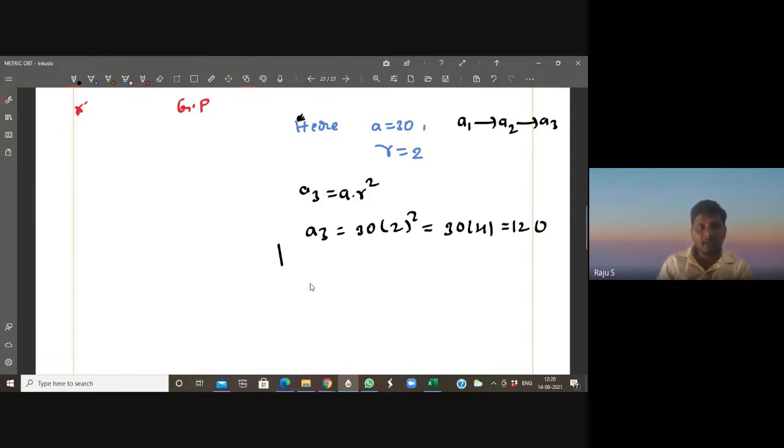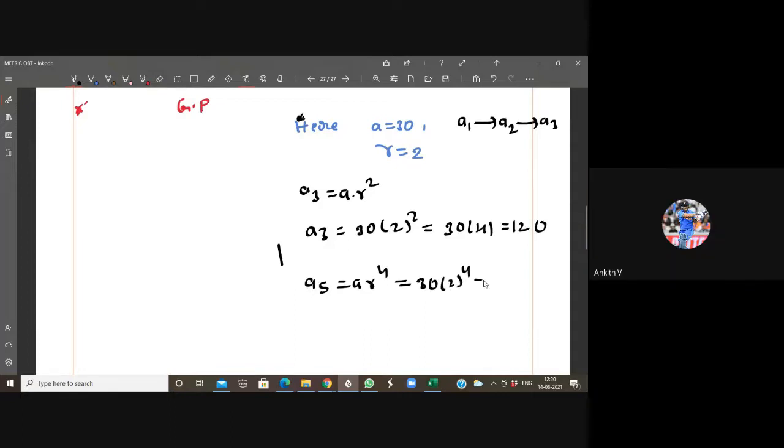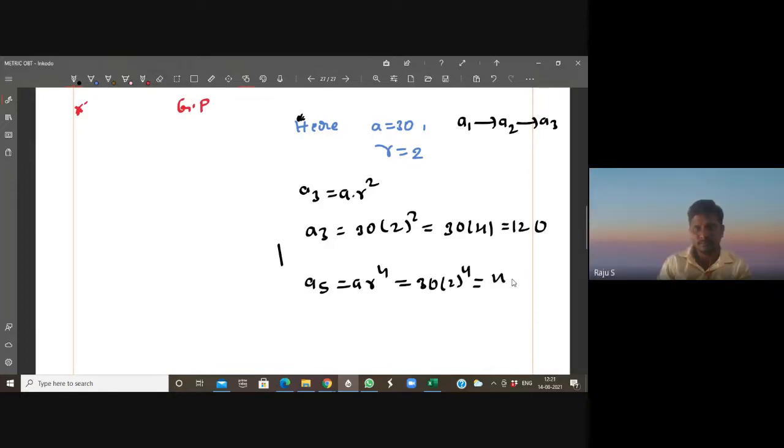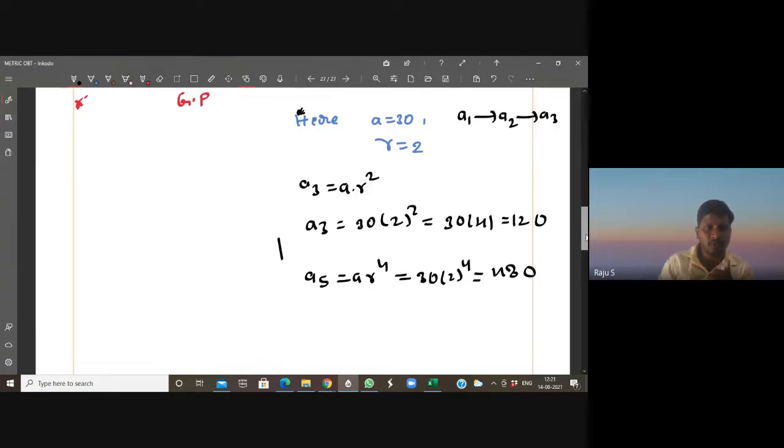End of the fourth hour becomes A5, AR to the power of 4. So 30 into 2 to the power of 4 is 480. The number of bacteria at the end of the fourth hour will be 480.